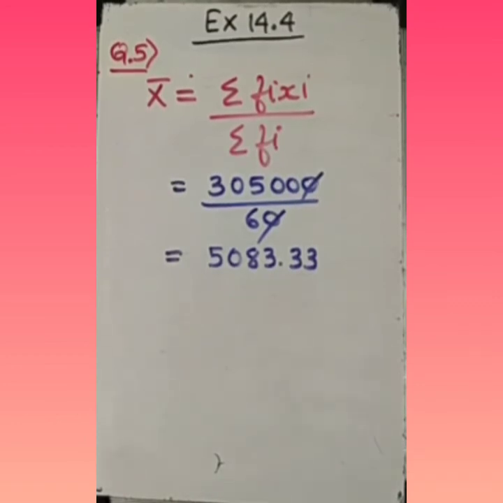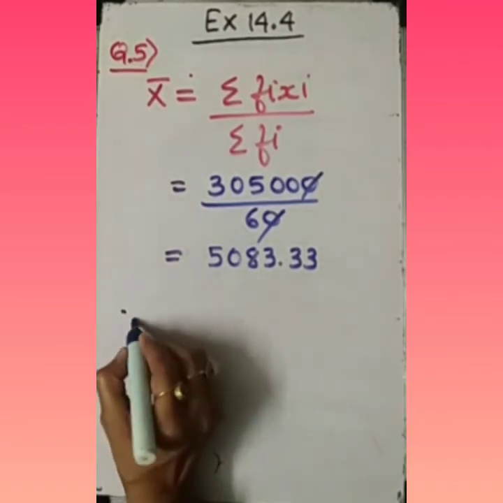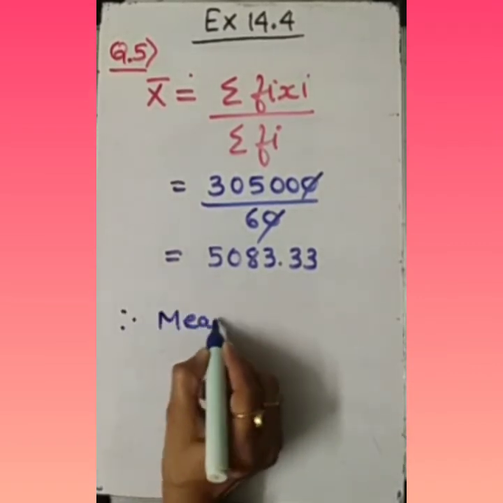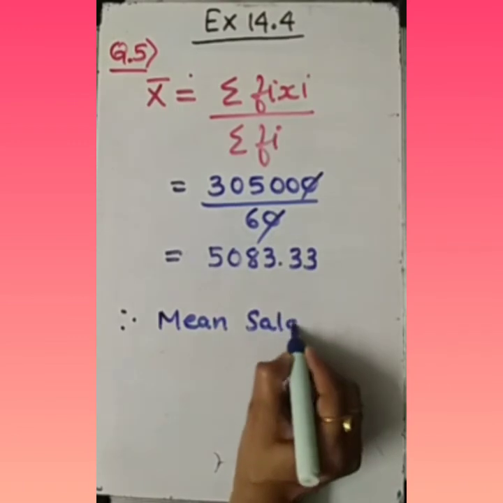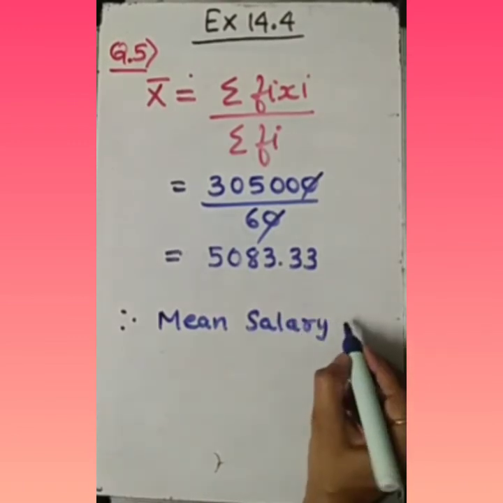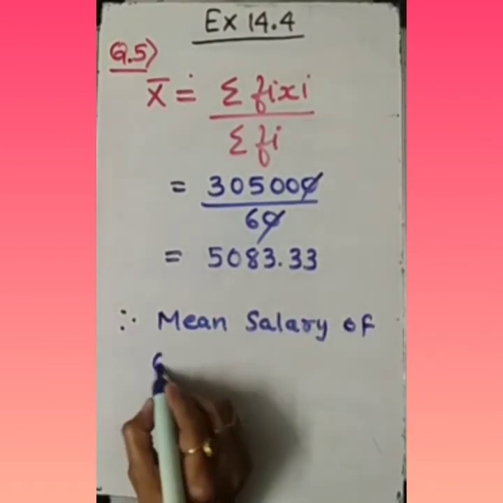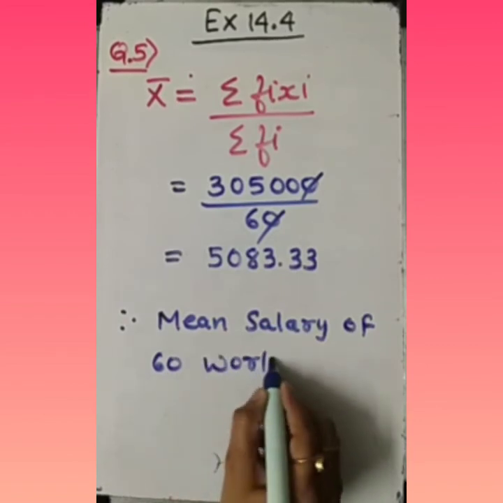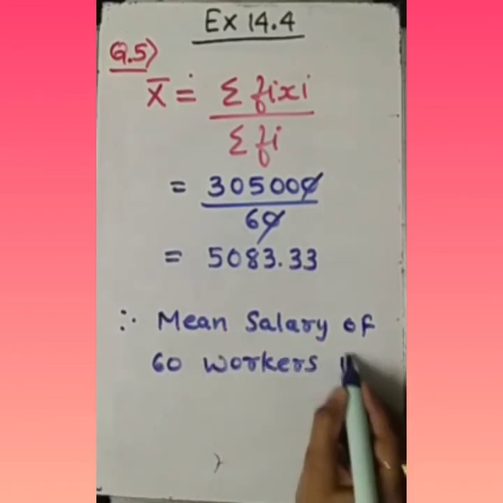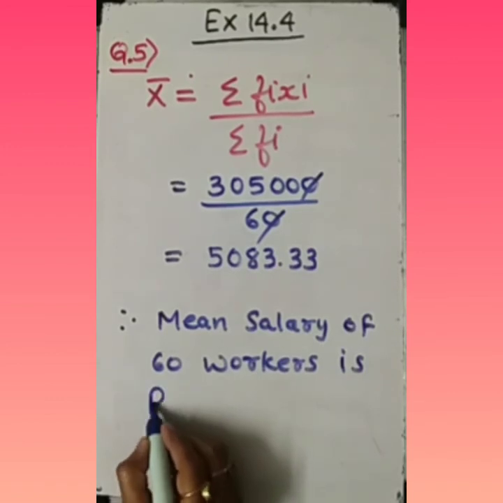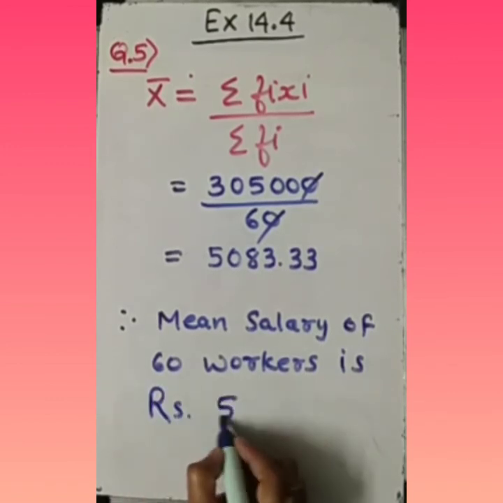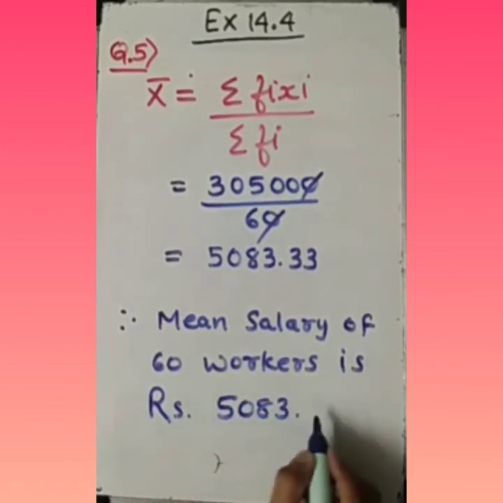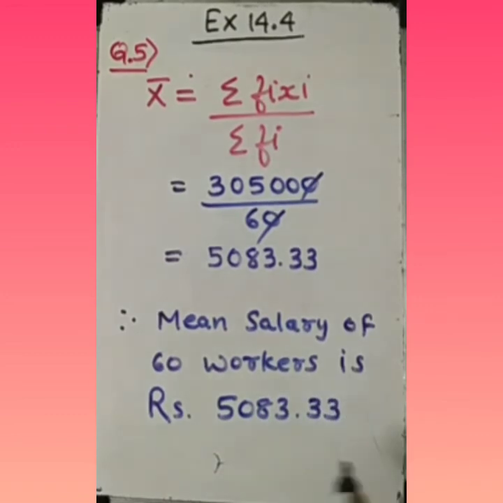So finally, we need to mention the answer in statement form. Therefore, the mean salary of 60 workers is, in rupees, 5083.33 approximately, because we are choosing up to two digits, so this is approximate. This is the complete solution of question number 5.